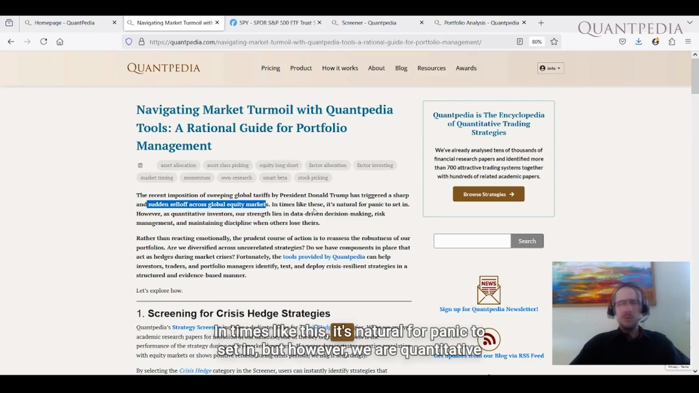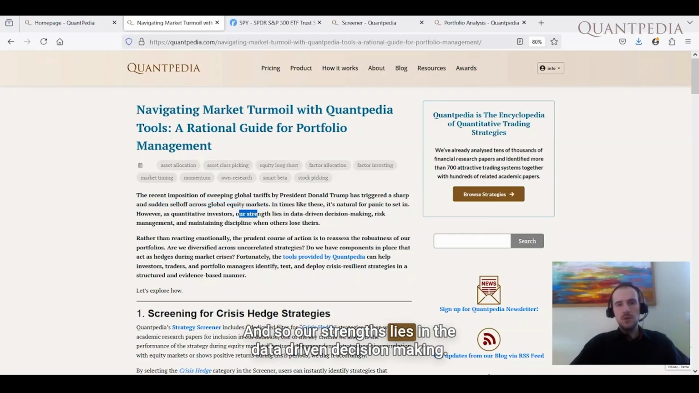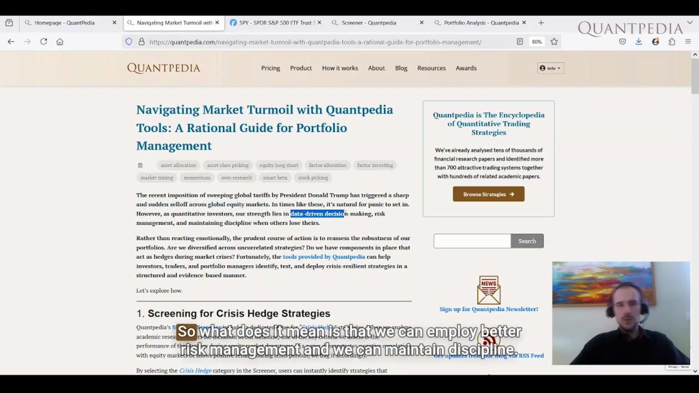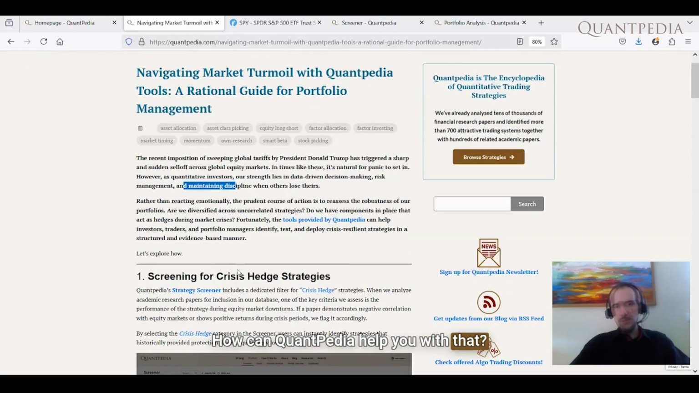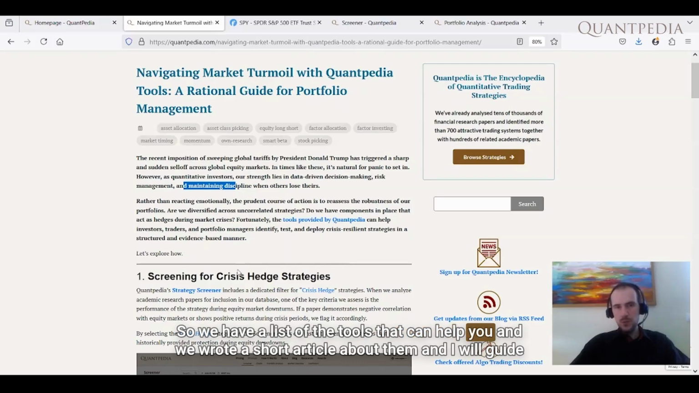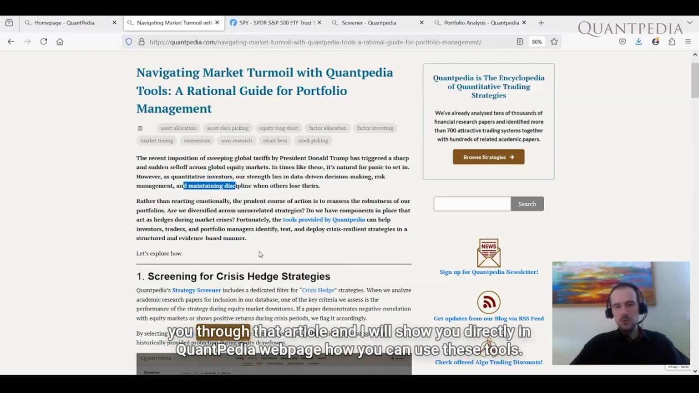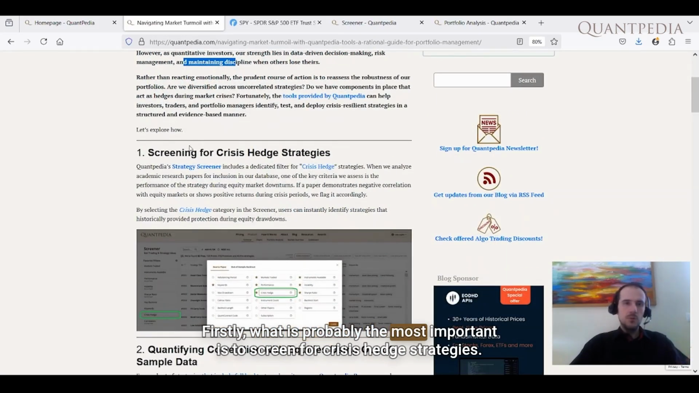In times like this, it's natural for panic to set in. However, we are quantitative investors or quantitative traders, and so our strength lies in data-driven decision making. What that means is that we can employ better risk management and we can maintain discipline. How can Quantpedia help you with that? We have a list of tools that can help you, and we wrote a short article about them, and I will guide you through that article, and I will show you directly on the Quantpedia webpage how you can use these tools. Firstly, what is probably the most important is to screen for crisis hedge strategies.